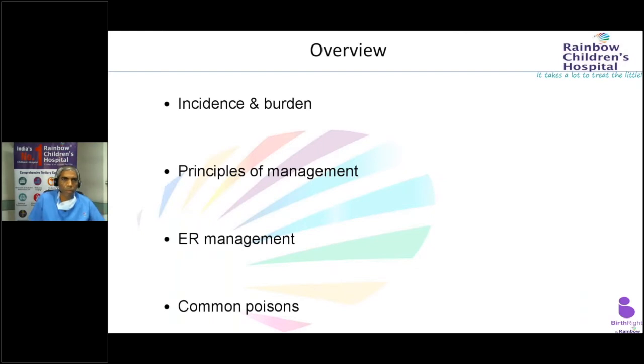So the overview of my topic is, first I'm going to talk about the incidence and burden of acute poisoning in children. Then we're going to talk about principles of management. And further we'll be discussing how we're going to manage the children in the emergency room. And at the end, we're going to discuss what are the common poisons which we come across in our day-to-day practice.